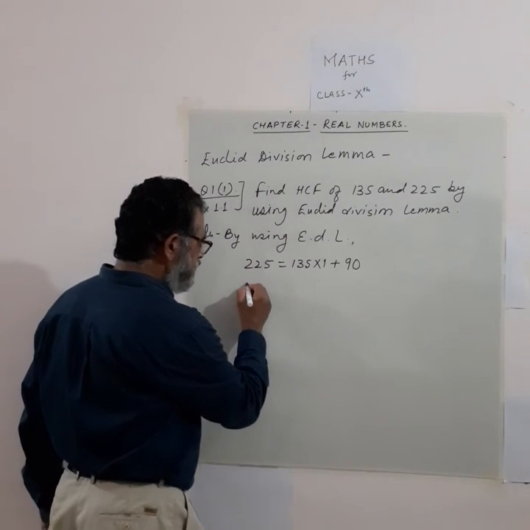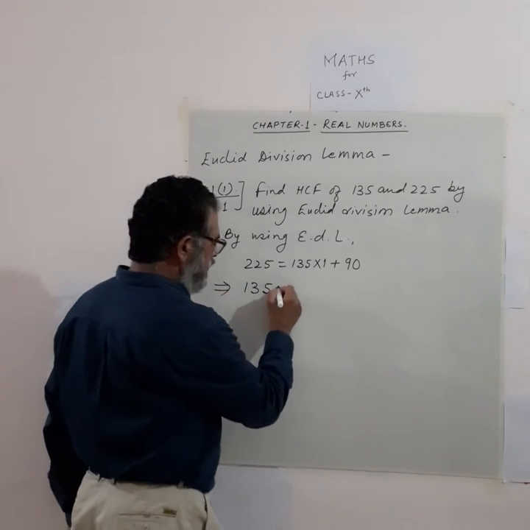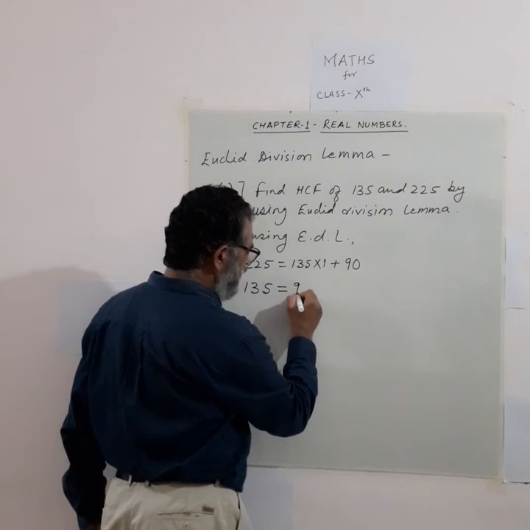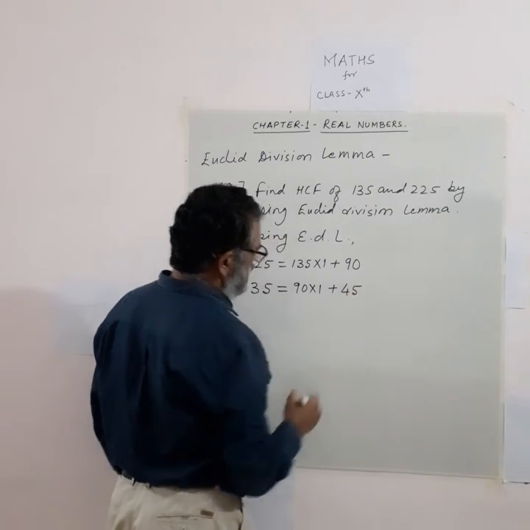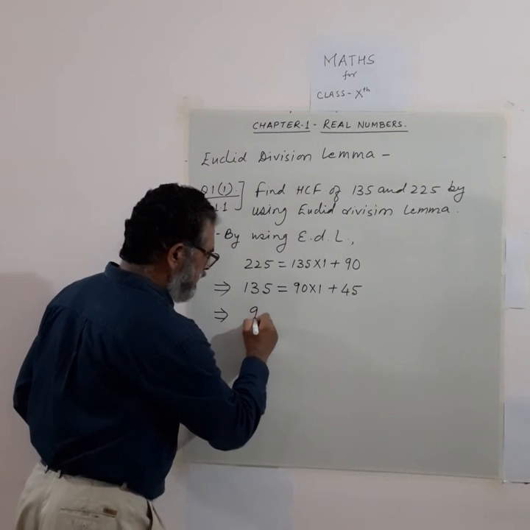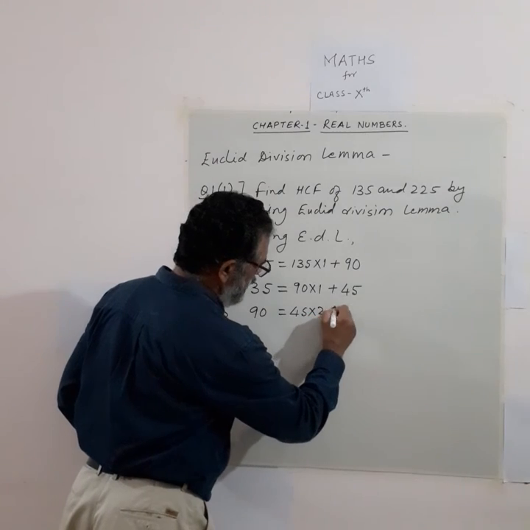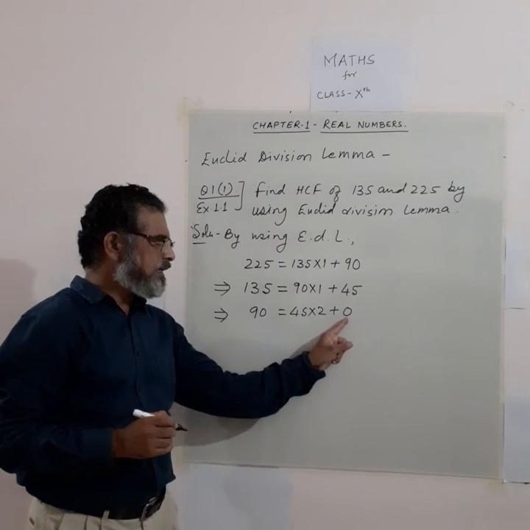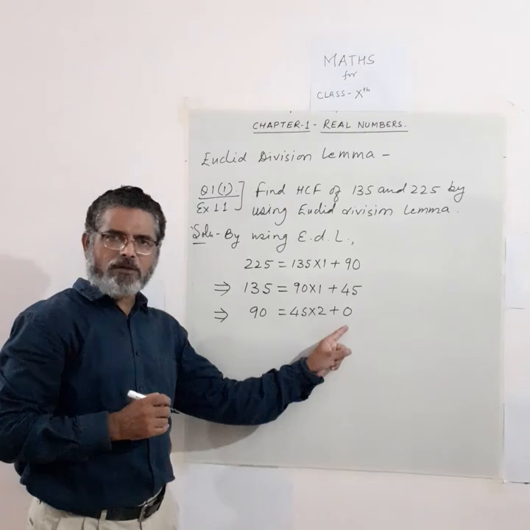Again 135 can be written as, in the next step, 135 divided by 90, so 90 into 1 plus 45. Now in the third step, 90 can be written as 45 into 2 plus 0. In this step, what do we get? In the last step, the remainder becomes 0.